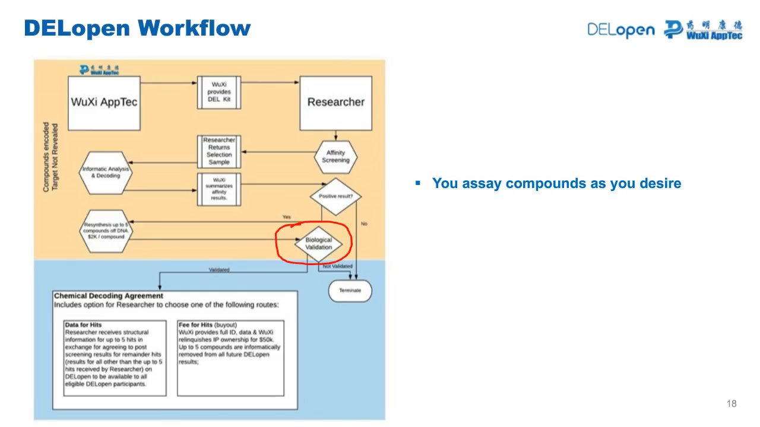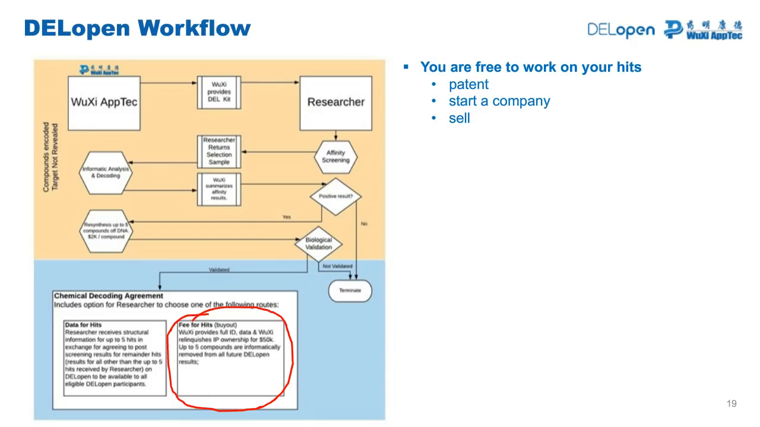If the compounds are active, if you like what they're doing, then the result is going to be that you're going to end up owning those hits. The structures will be given to you, and you will be free to patent them, start a company, sell them, or anything else. WuXi does not maintain any rights to any IP on those hits that we have given to you.